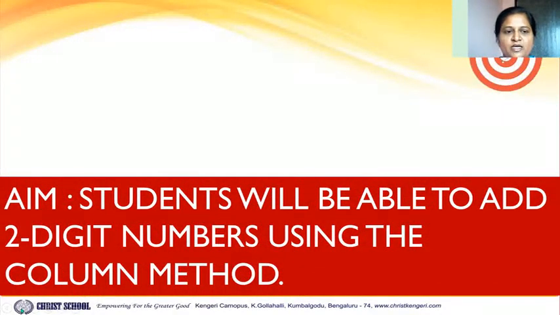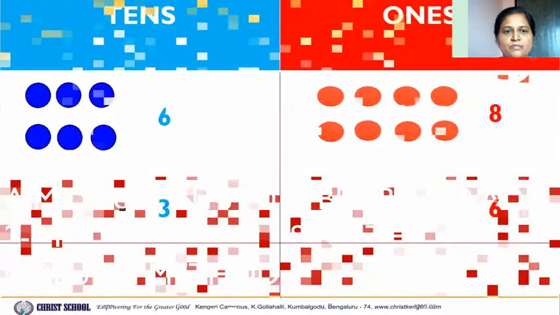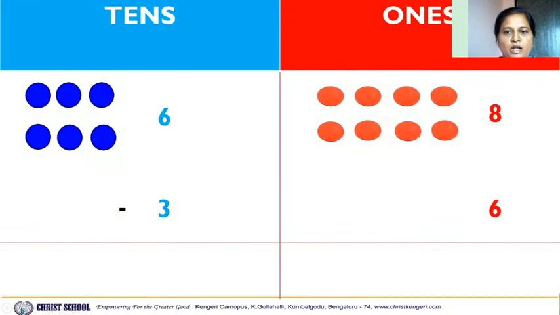Today's aim of the class: students will be able to subtract 2-digit numbers using the column method. I have 2 numbers. One is 68, another one is 36. I am going to subtract 36 from 68. How am I going to do that? I have 2 columns, ones and tens. In the ones column, I have taken red counters. In the tens column, I have taken blue counters.